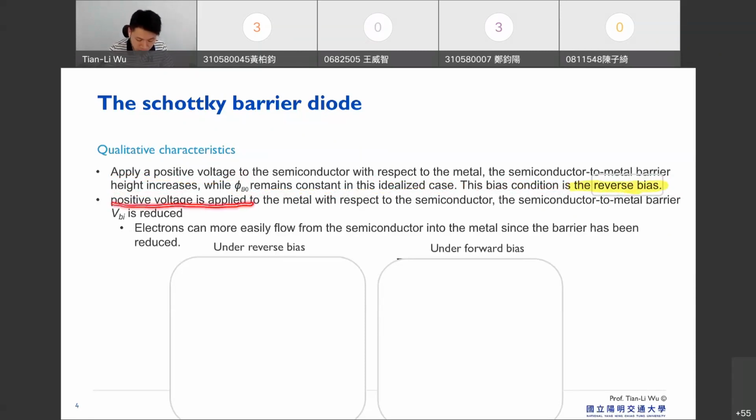And when we have a positive voltage bias applied to the metal with respect to the semiconductor, in this case, the barrier is reduced. And once reduced, that means the electron can more easily flow from the semiconductor into the metal since the barrier height has been reduced. And in this case, this is the case of forward bias. Forward bias here. And if we need to understand the text mentioned here, for sure we still need help from the band diagram. So let's look at the band diagram under the forward and reverse case.